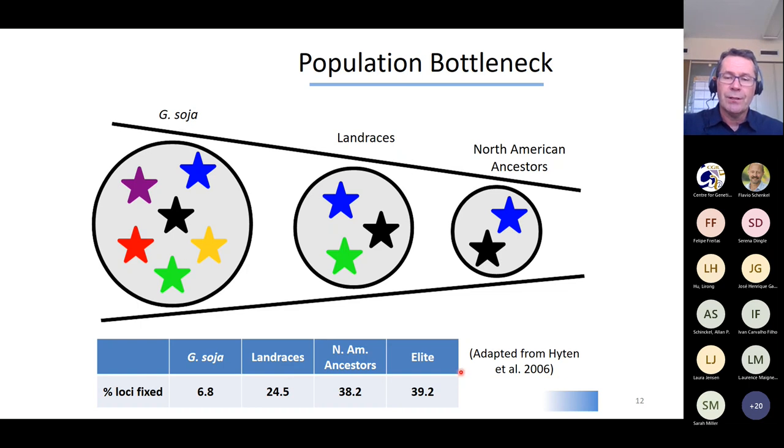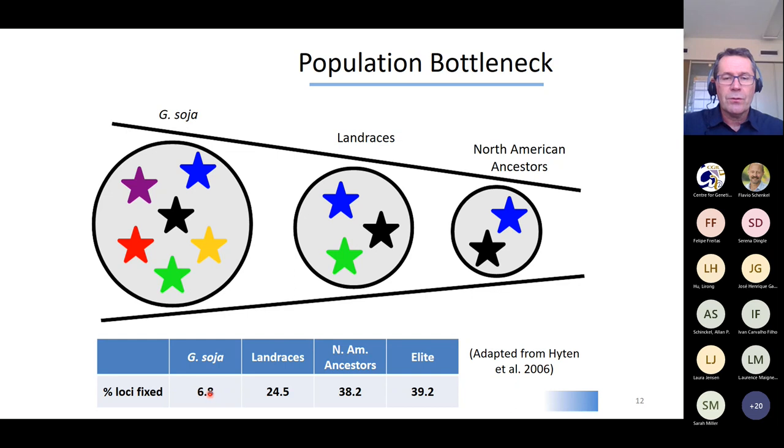In this study by Heisen et al, they looked at the percentage of loci that were fixed in the wild soybean progenitor versus the land races, which were not truly developed through breeding, but farmer selection. And then to North American ancestors that became the basis for all of North American soybeans. You can see here from looking at the stars, there's fewer and fewer stars and fewer colors that remain, because the selection has led to a fixation of many alleles in the progeny.